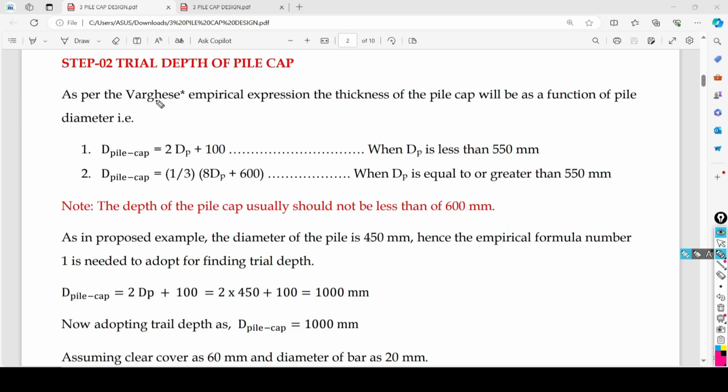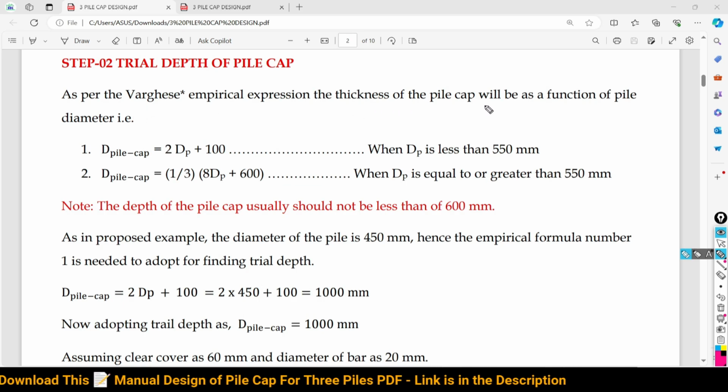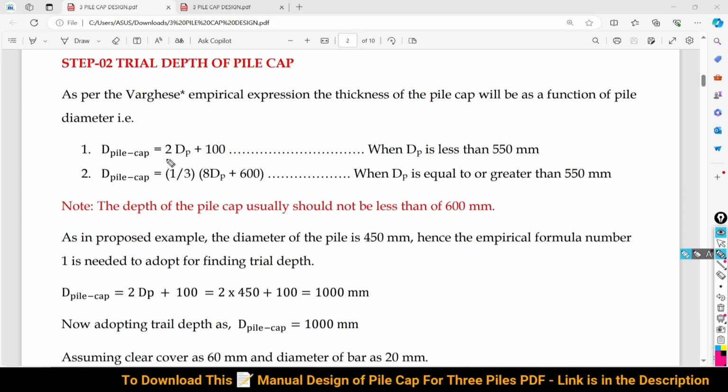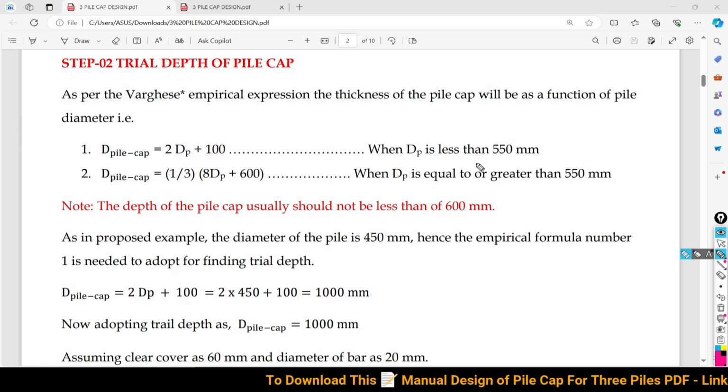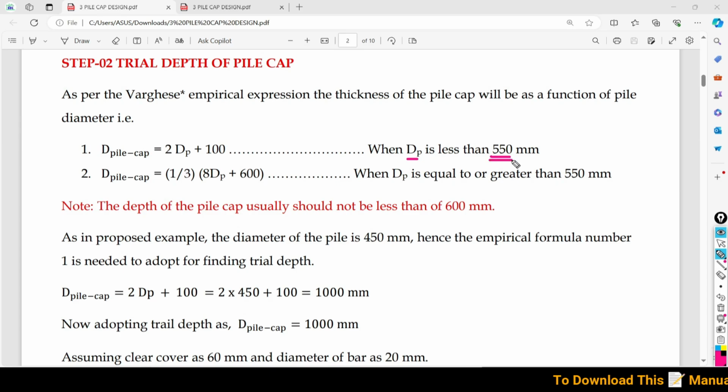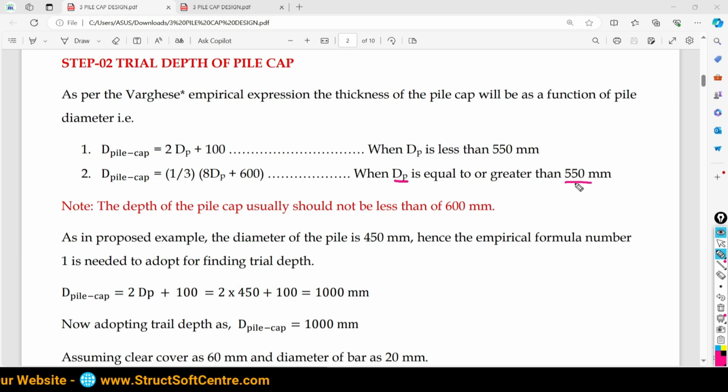Now in step 2 we have to find the trial depth of the pile cap by following the empirical expression given by Verghese to find the thickness of the pile cap, and the formula basically depends on the diameter of the pile. If your diameter of the pile is less than 550 mm, in that situation you have to follow this equation, and if your diameter of the pile is more than or equal to 550 mm, in that situation we have to follow this expression.